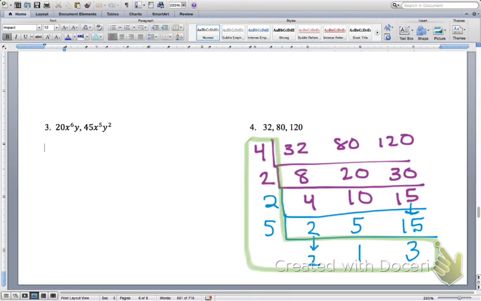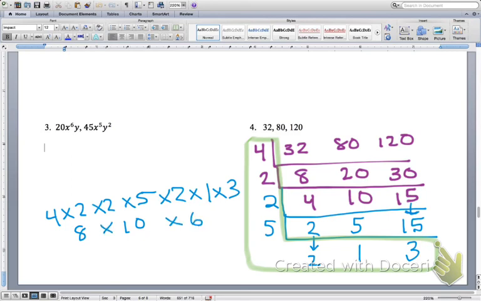So we're going to have 4 times 2. I'm going to write it here on the side because I wrote really big. 4 times 2 times 2 times 5 times 2 times 1. It doesn't really do anything. I'll write it in, but you don't have to. So 4 times 2 is 8. 2 times 5 is 10. 2 times 1 is still 2. Times 3 is 6. So we're going to multiply these together.